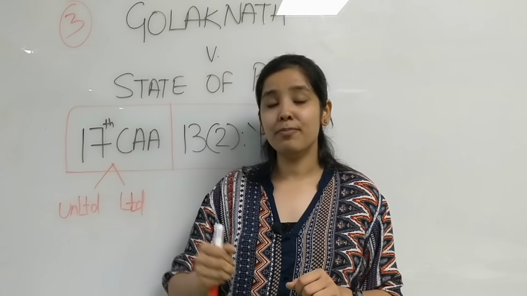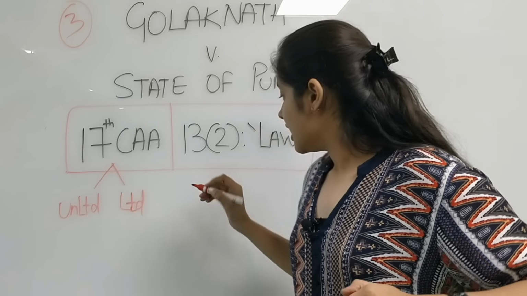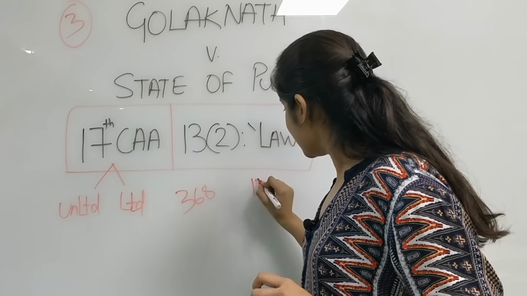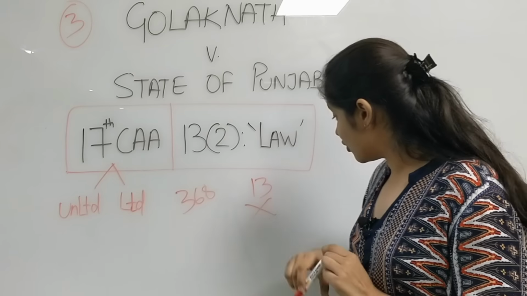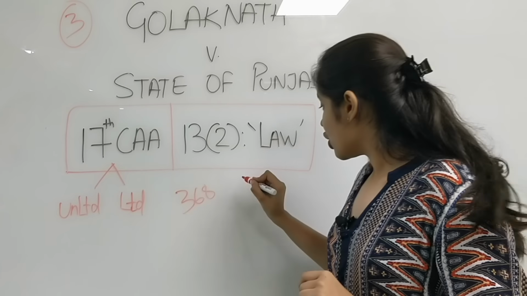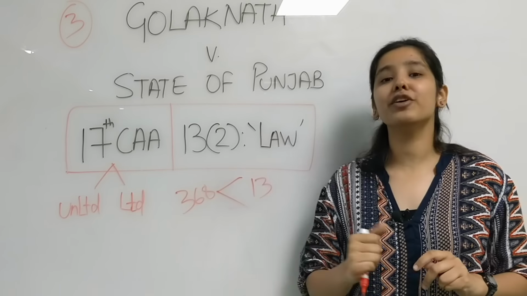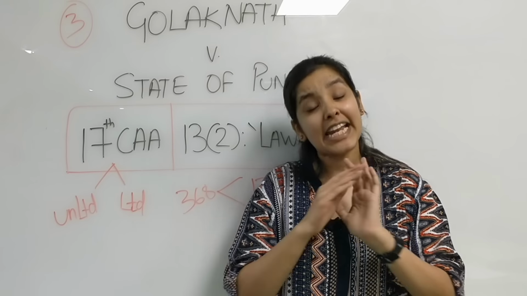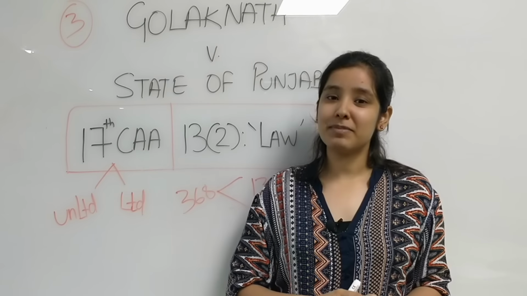So this case is important because until now we had a settled position that 368 had an unlimited power. That is, even 13 could not stop 368. But this case reversed the position and said what? No. 368 is subject to limitations of judicial review. The Supreme Court even went ahead and said that Parliament does not have any power to amend or abridge the fundamental right by way of amendments.